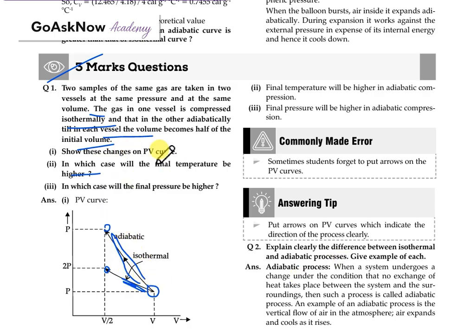So these are the changes on the PV curve, and in which case will the final temperature be higher? The final temperature will be higher in the adiabatic compression and the final pressure will be higher in the adiabatic compression. Both the temperature and the pressure will be higher in an adiabatic compression.